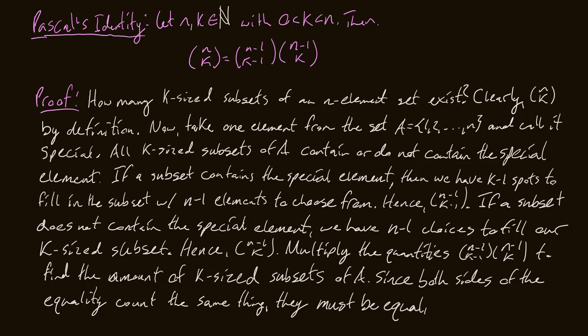So, if a subset contains the special element, our subsets are of size k, and we already contain the special element. We still have k minus 1 spots to fill in the subset, and we have n minus 1 elements to choose from. We have k minus 1 spots to fill because our special element already takes up one of those spots. And we have n minus 1 elements to choose from because our special element comes from that set of size n, and we can't repeat an element. So hence, n minus 1 choose k minus 1. Those are all the subsets that contain the special element.